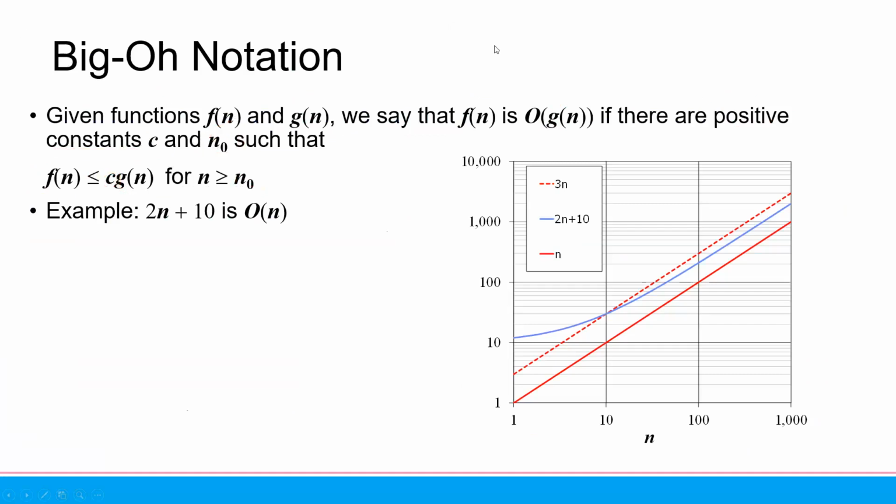Now, for example, I have this example: 2n plus 10 is O(n). How can I say that 2n plus 10 is O(n)?